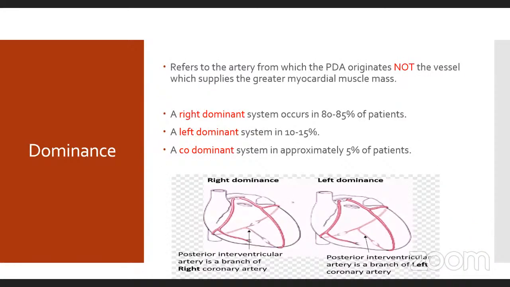So the dominance refers to the artery from which the PDA originates. It's not the vessel which supplies the larger myocardial muscle mass. So a right dominant system, in 80 to 85%, is where the PDA is a terminal branch of the RCA. Left dominant, as I said, in 10 to 15%, is where the PDA is a terminal branch of the left circumflex artery. And the co-dominant system, where it comes from both RCA and left circ, occurs in approximately 5% of patients.